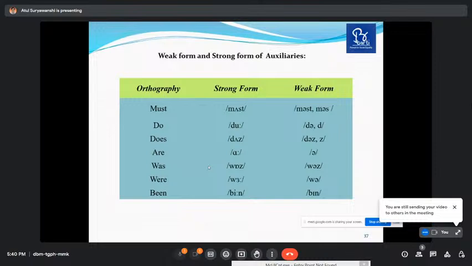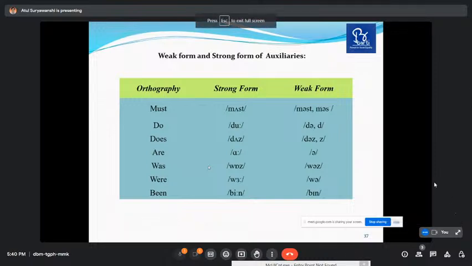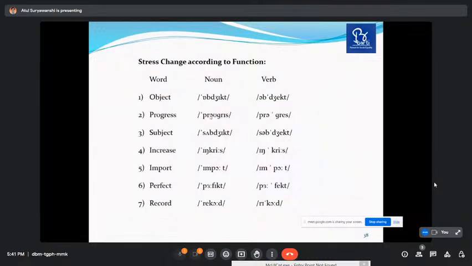Were is a strong form, 'wə' is a weak form. Been is a strong form and 'bin' is a weak form. So there is a slight difference. After intensive and careful study of the language, we understand this. So I discussed in brief the weak and strong forms of auxiliaries, the words in English. So let us turn towards the next slide and the next point.